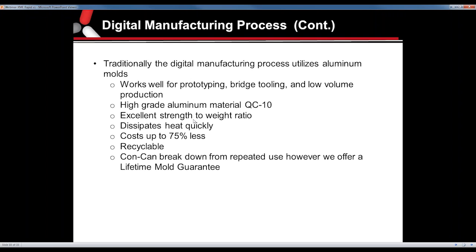So as Glenn had mentioned earlier, traditionally, with our process and other rapid manufacturers, we utilize QC10 aluminum, which is a high-grade aircraft aluminum for our molds. It works well for prototyping, bridge tooling, and low-volume production. It has an excellent strength-to-weight ratio. It's good for managing heat. And the cost, compared to steel, not only for the materials but for cutting, is much less. It's recyclable.